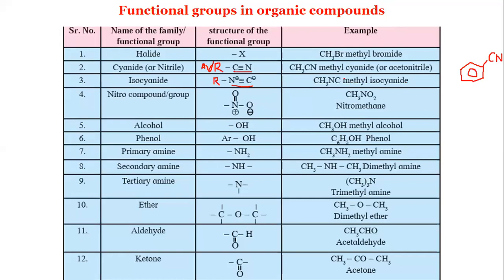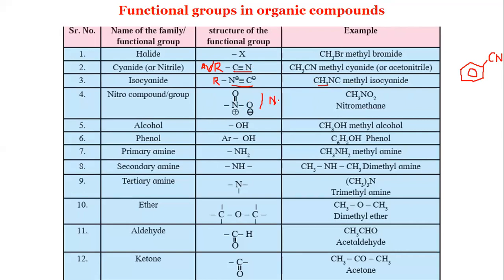First one is methyl isocyanide. Second one will be ethyl isocyanide. Then propyl, butyl, pentyl, hexyl. We only have to change these R groups. Remember these formulas. Nitro, NO2. This NO2 we can write like this also.